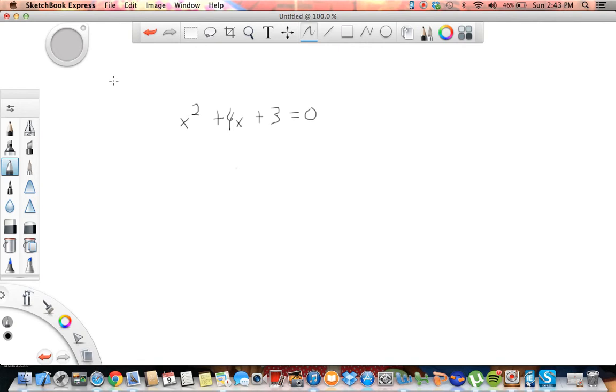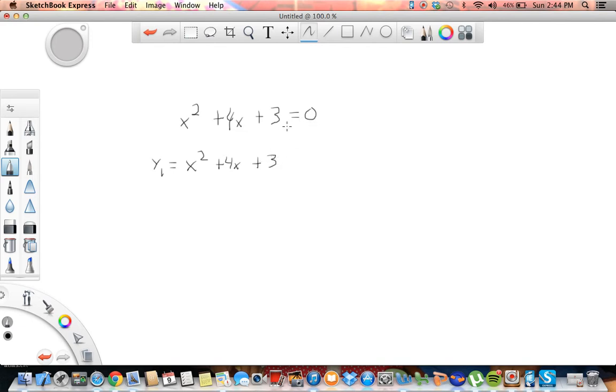Factoring trinomials, there's definitely some work involved in doing that. This makes it much easier. So what you'll simply do is take these first three terms, x squared plus 4x plus 3, and put that into y1. So we have y1 equals x squared plus 4x plus 3. You're not going to put equals 0 in there.